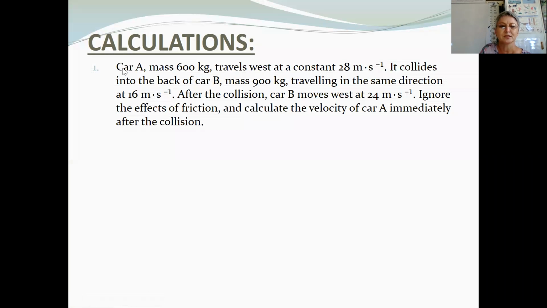Our first example says a car A, mass 600 kilograms, travels west at a constant 28 meters per second. It collides into the back of car B, mass 900 kilograms, traveling in the same direction at 16 meters per second. After the collision, car B moves west at 24 meters per second. Ignore the effects of friction and calculate the velocity of car A immediately after the collision. Them saying ignore the effects of friction means it's an isolated system.